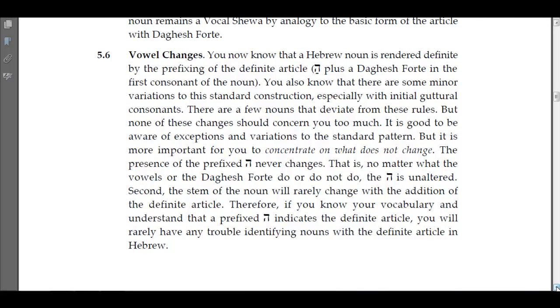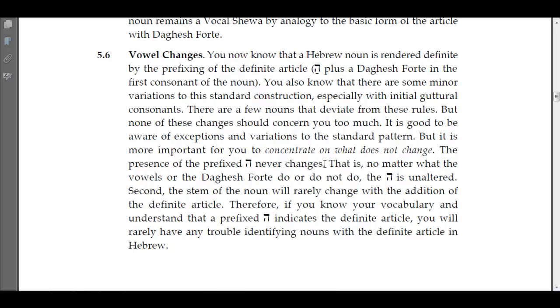Now, you know that a Hebrew noun is rendered definite by the prefixing of the definite article, hey, plus a patach plus the dagesh forte in the first consonant of the noun. You also know that there are some minor variations to the standard construction, especially with initial guttural consonants. There are a few nouns that deviate from these rules, but none of these changes should concern you too much. It's good to be aware of exceptions and variations to the standard pattern, but it's more important to concentrate on what does not change.